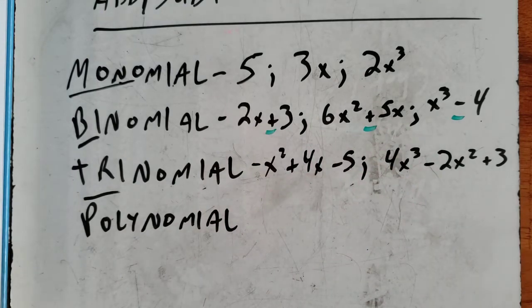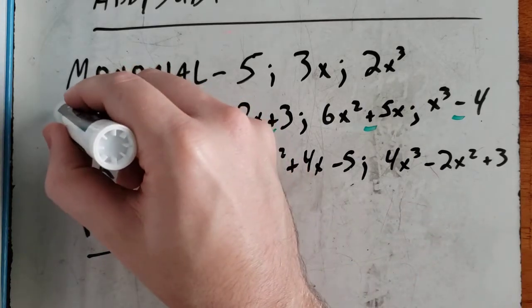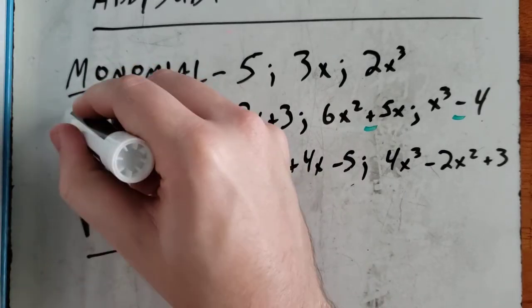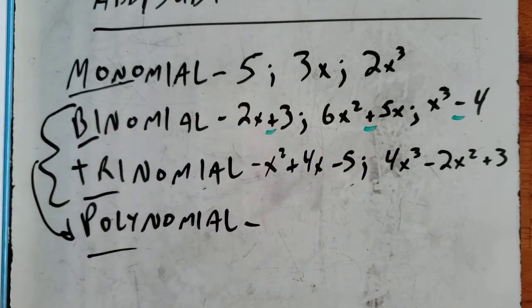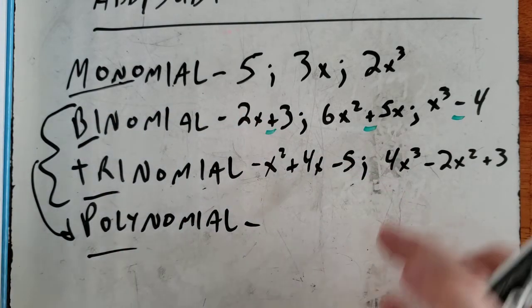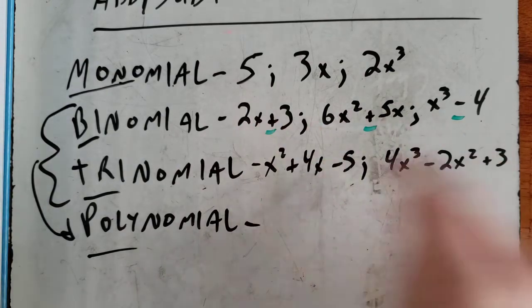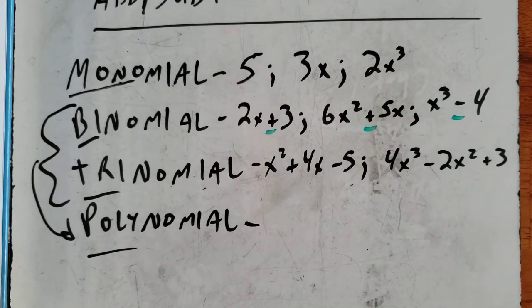Now, polynomial is really just either of these two here, right? It's anything of more than one. So polynomial could mean any of these 3 here. Anything more than one term is a polynomial, right? Poly is more than one. So it could be binomial, it could be trinomial, it could be whatever. It's just more than one. Okay, so those are some terms to know for what we're going to be doing next.